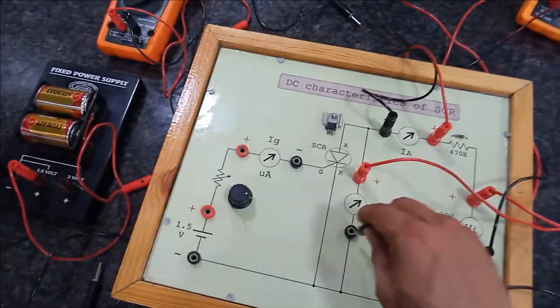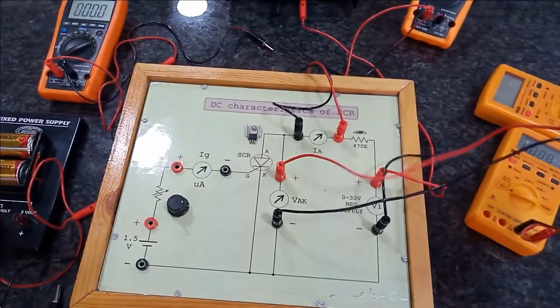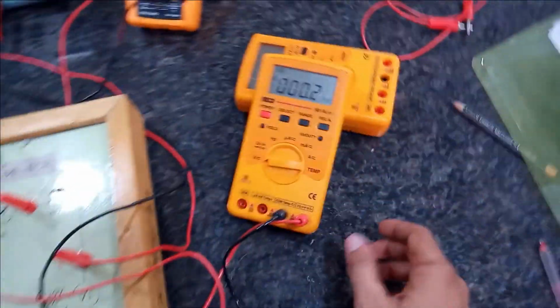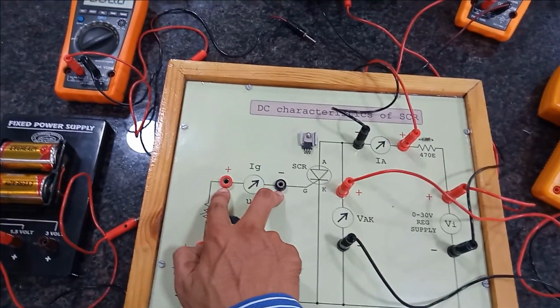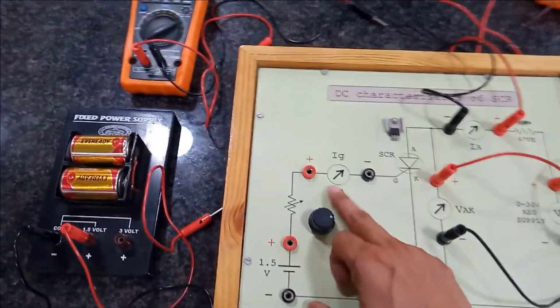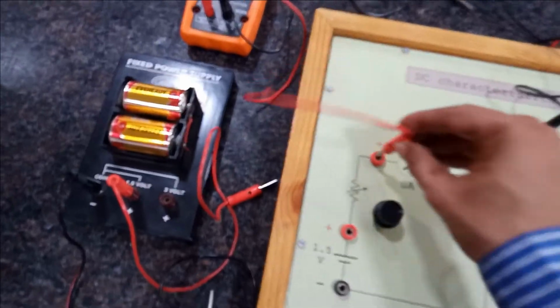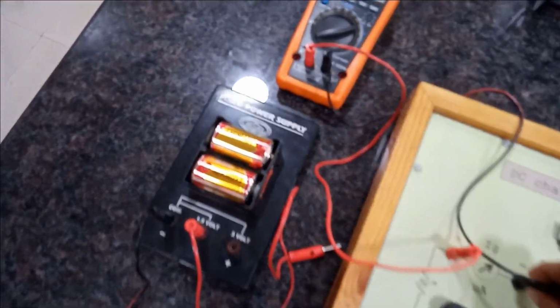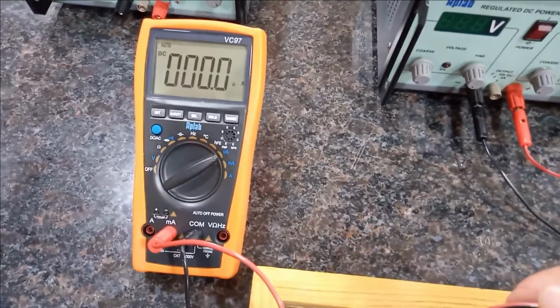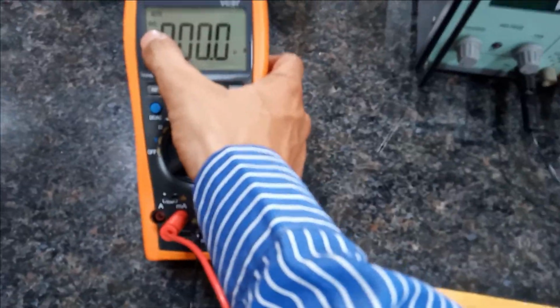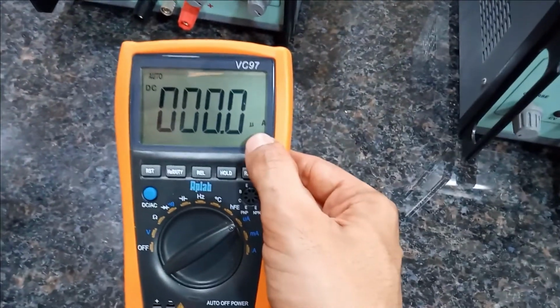an SCR. So this is the voltmeter which I have connected. You can see it is millivolt range, DC. Now let us connect the current meter over here to measure the current flowing through the gate. This is positive, this is negative. So this is the current meter I have connected. You can see DC, microampere range. This is the microampere range.